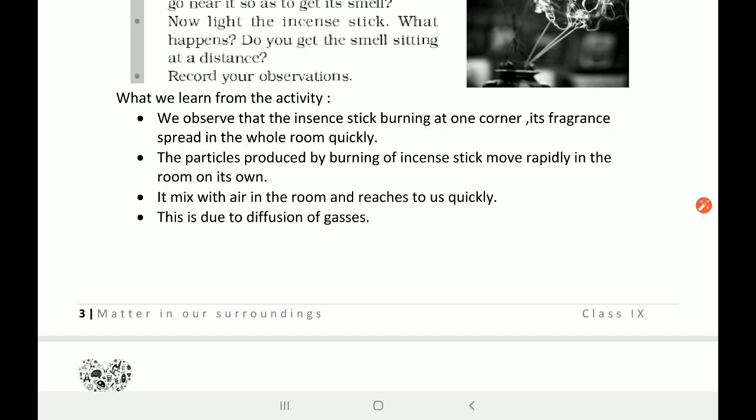Let us understand the meaning of the word diffusion. ये diffusion क्या है concept? Let me tell you, diffusion is like moving from higher concentration to lower concentration. Okay, कैसे होता है? I'll tell you.